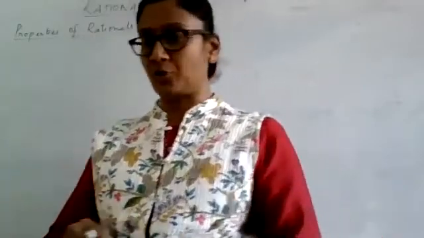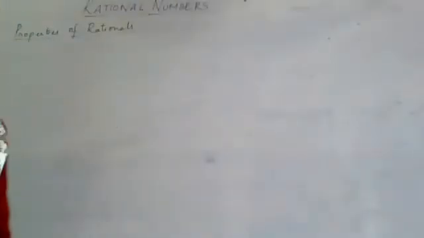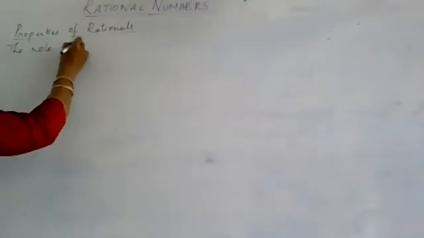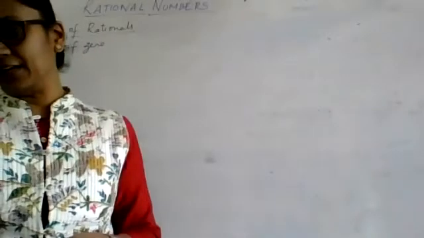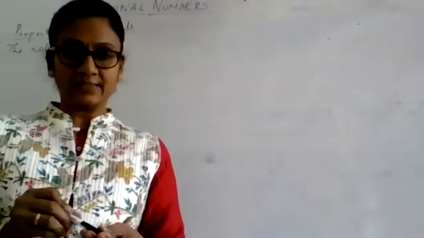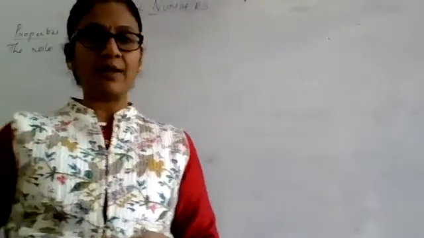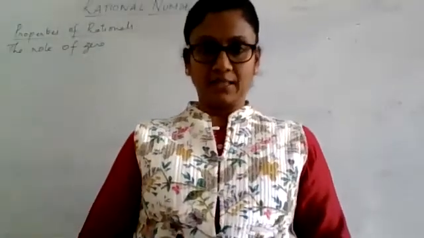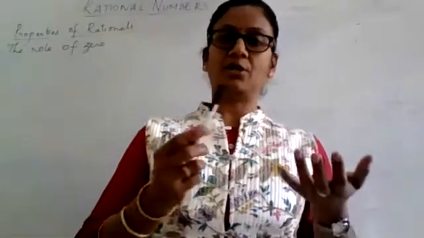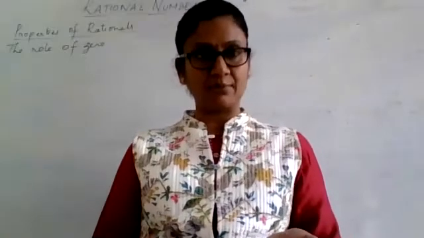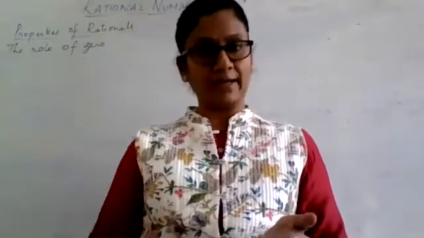The next property that I would like to discuss is the role of zero. When you add zero to a natural number, whole number or an integer, what do you get back? You get back the same number. When 0 is added to a whole number, you get back the same whole number; to a natural number, the same natural number; and to an integer, the same integer.